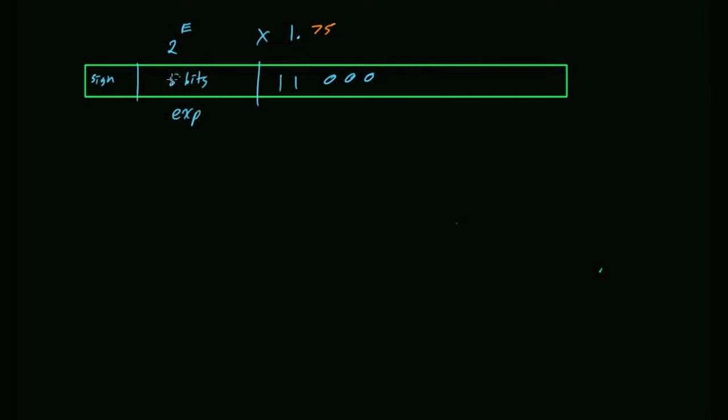Let's say your exponent is 0. That means you're going to multiply by 2 to the 0. 2 to the 0 is 1, so that gives you 1.75. That's reasonable. But now your exponent could be, let's say, -1. What's 2 to the -1? 1 over 2. It's a half. So then you would have half that number.